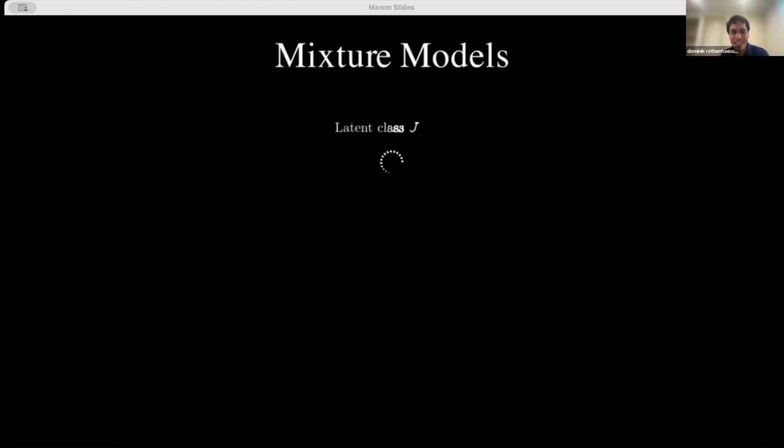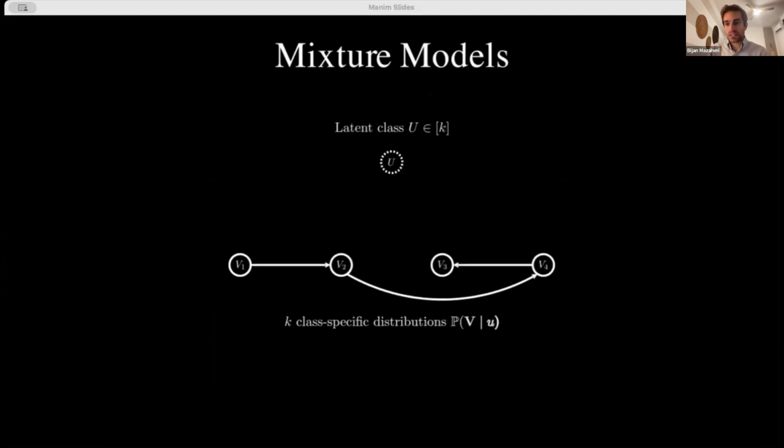Perfect. Okay, so first I'm going to talk about mixture models and give a little bit of background about what I'm talking about when I say mixture models. A mixture model is defined by a latent class. I'm always going to refer to that variable as U, a discrete variable, and I'm going to refer to K as the number of latent classes. Then there's going to be some sort of arbitrary distribution on the observed variables.